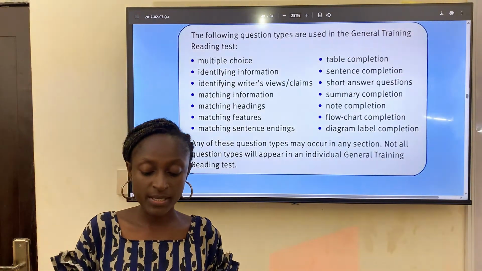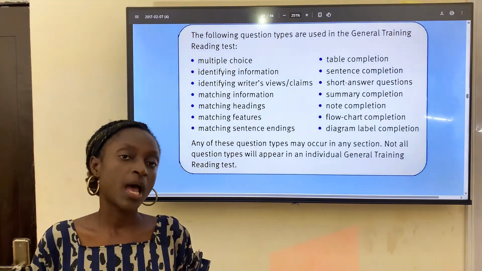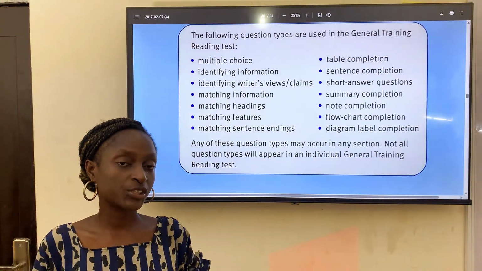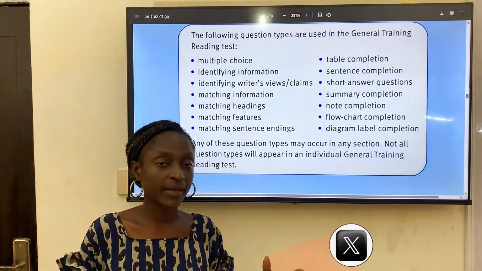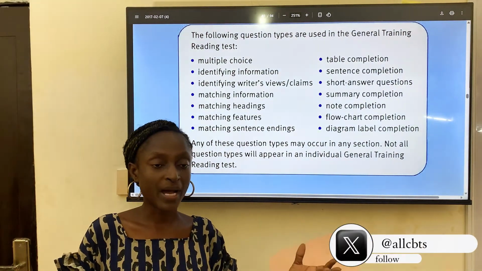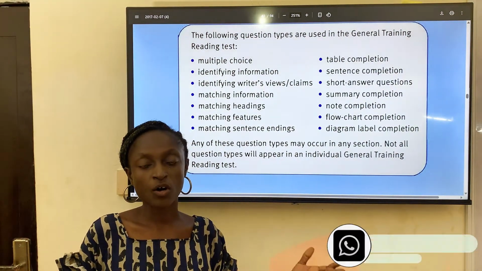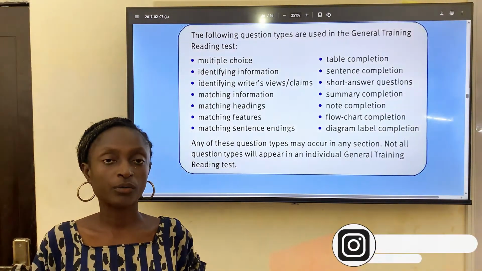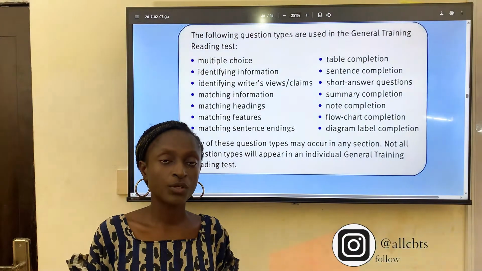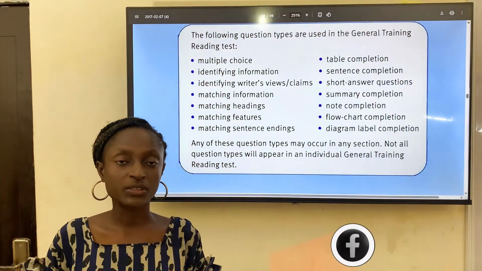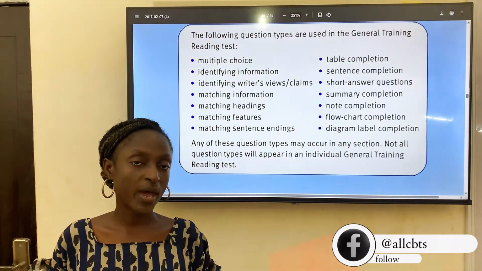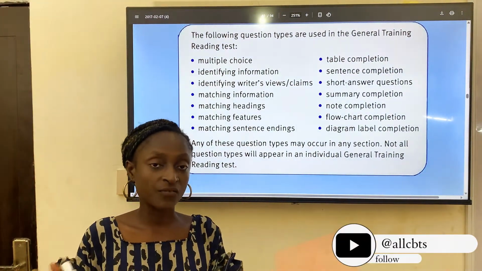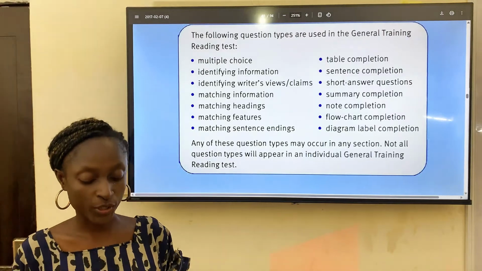Now the next one is matching information. Matching information is a question type that requires that you match an aspect of the passage with that of the question, or put the other way around, you match the information contained in the question with where it is located in the passage.